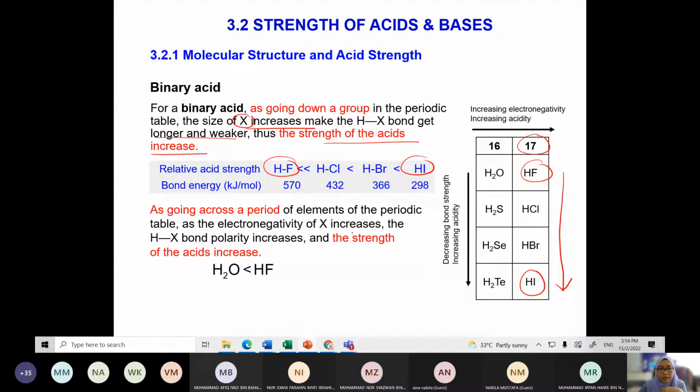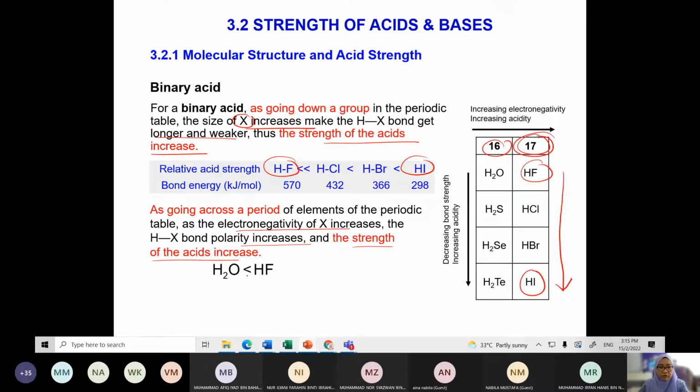If going across a period, we are going to talk about electronegativity. As we go across the period, electronegativity increases, right? The HX bond polarity increases as well. The strength of the acid increases. So binary acid also depends on electronegativity. As we go across the period, the electronegativity increases, and at the same time, the strength of the acid also increases. For example, group 16 and group 17.